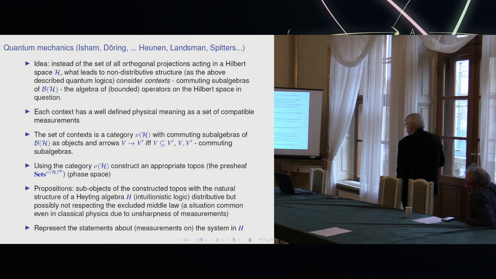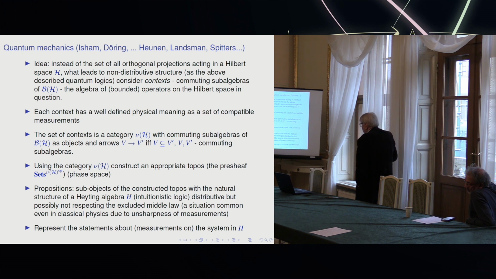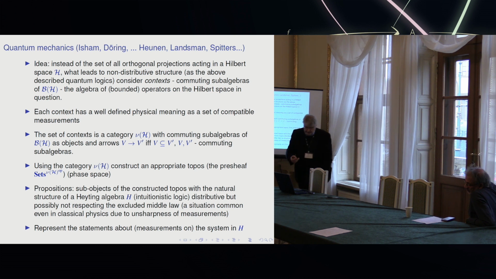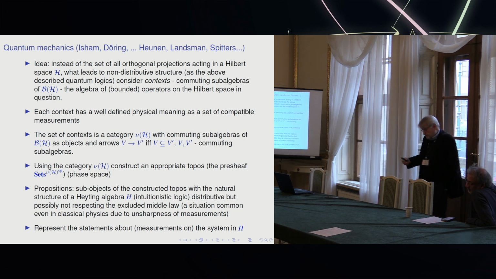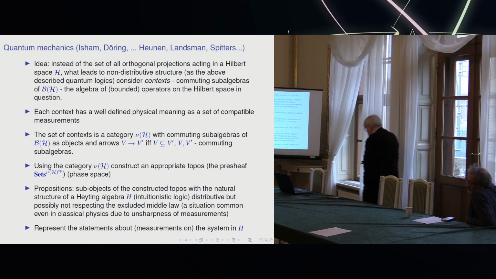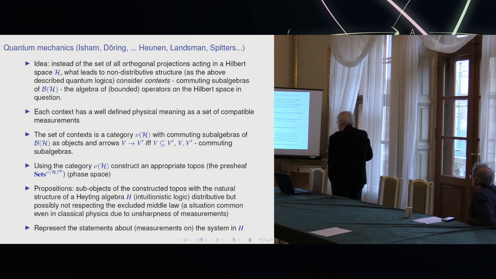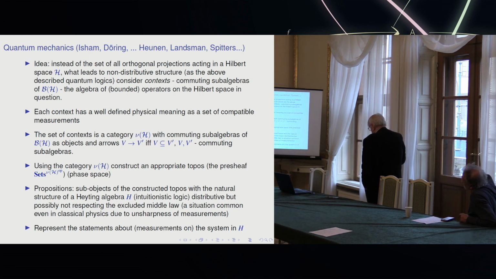And now it's a little bit technical. Using this category, we construct an appropriate topos. A topos is something which is as close as possible to a set. Okay, this is a family of sets, in the sense that it has many important properties. Propositions are sub-objects. The sub-objects of a set are subsets, so these are analogous constructions in the topos.